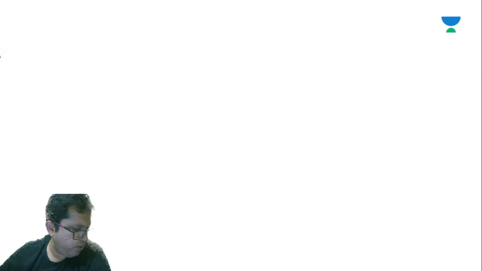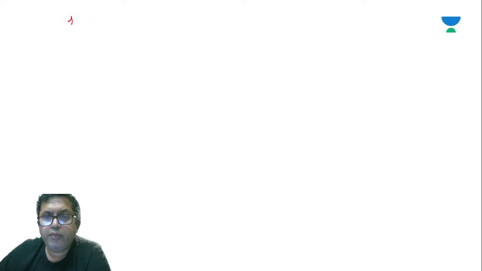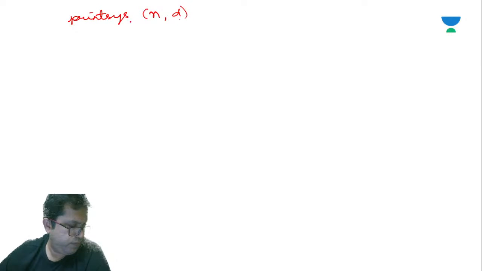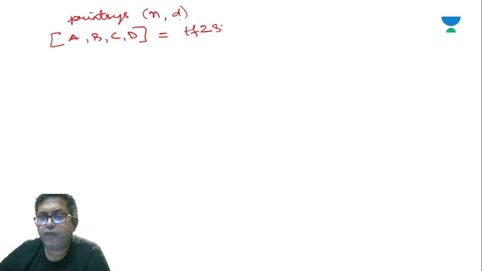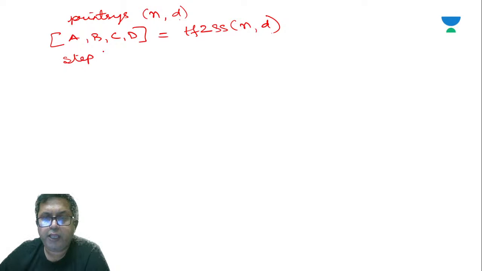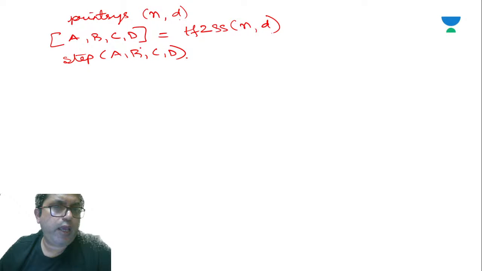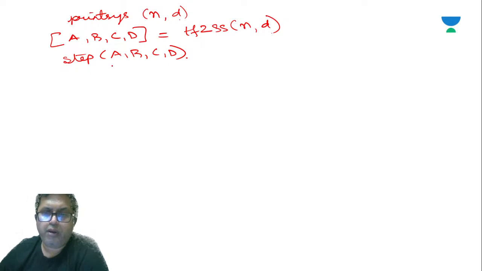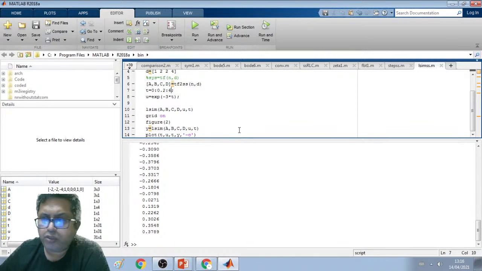Then I can write print sys N comma D, then A comma B comma C comma D is equal to transfer function to steady state N comma D. Then step A comma B comma C comma D. In this way I can write the program. Fine. So let us do hands-on for this.